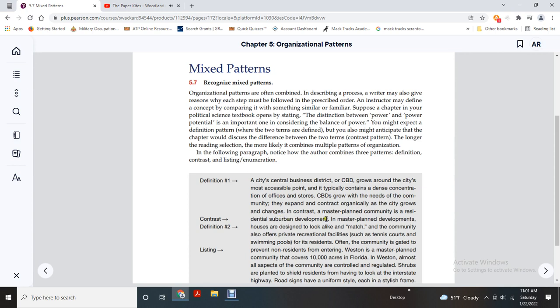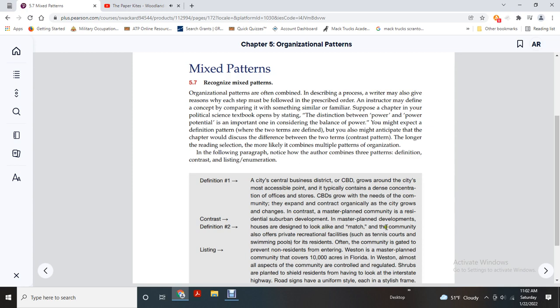And then in contrast, it shows the definition, shows that the CBD is a central business district, and then the contrast is given with the words in contrast: master planned community, residential suburban development, and master planned developments.